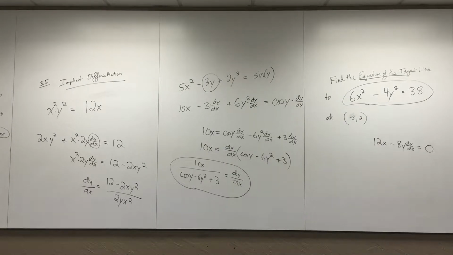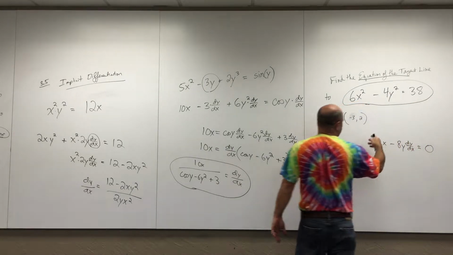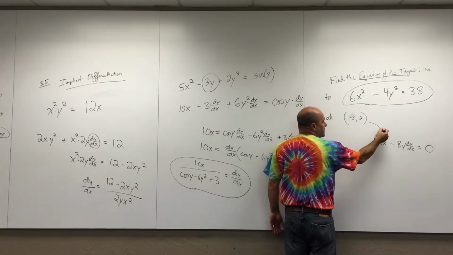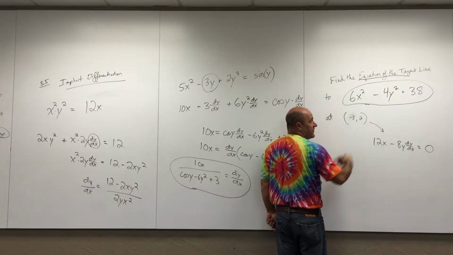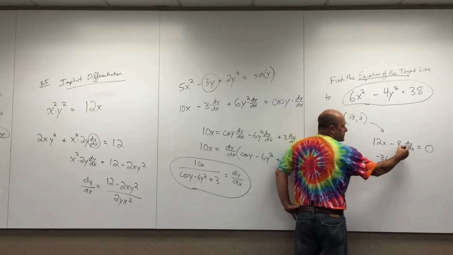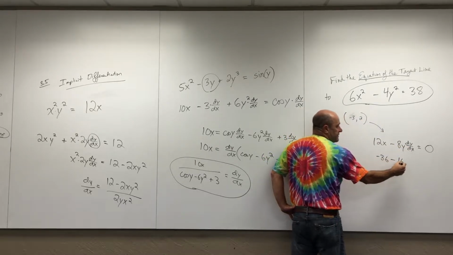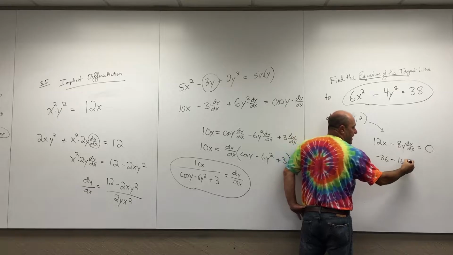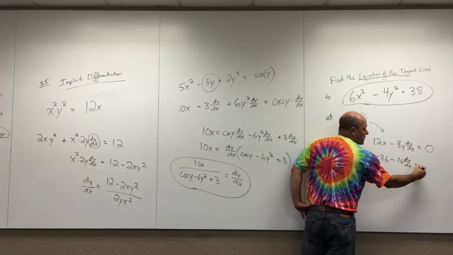So we did this implicit derivative. I'm going to go ahead and plug in this point, and I'll get the slope at this point. I think that's what I'll get, right? The x is a -3. That's going to be -36. 8 times y there, that's going to be 16, right? Because y is 2. Times dy dx equals 0.